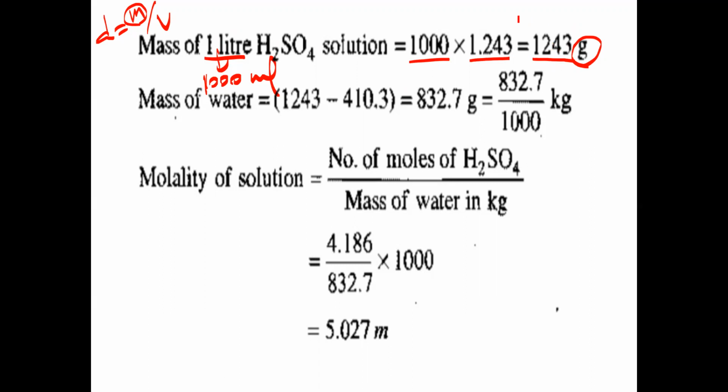What is the mass of solution? Weight of solvent plus weight of solute. One is the solvent, two is the solute. Together, 1243 grams. Is that clear? In this, the weight of H2SO4 we already know: 410. The weight of H2SO4 means the weight of solute.